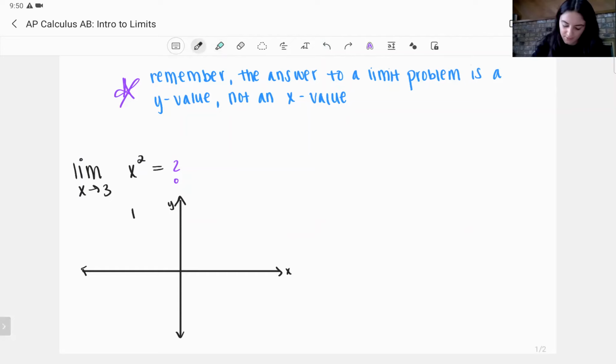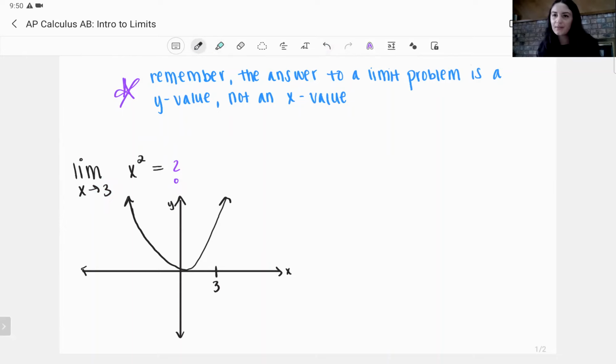So parabolas, they look like a U, so maybe it looks something like that. Okay, and then this notation is telling us that we want to find the limit when x is 3. So that's our point of interest. The x value we're interested in is 3. So let's go ahead and plot that point on this function. So let's say 3 is right there.